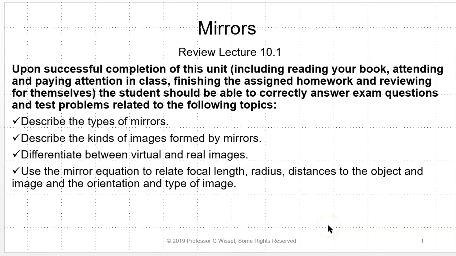Welcome to Mirrors. This is Chapter 23, Part A of the Survey book. We are going to be describing the types of mirrors. We're going to describe the types of images formed by mirrors, differentiate between those types, that's virtual and real, and use the mirror equation to relate the focal length, radius, distance to the object and image, and orientation and type of image.